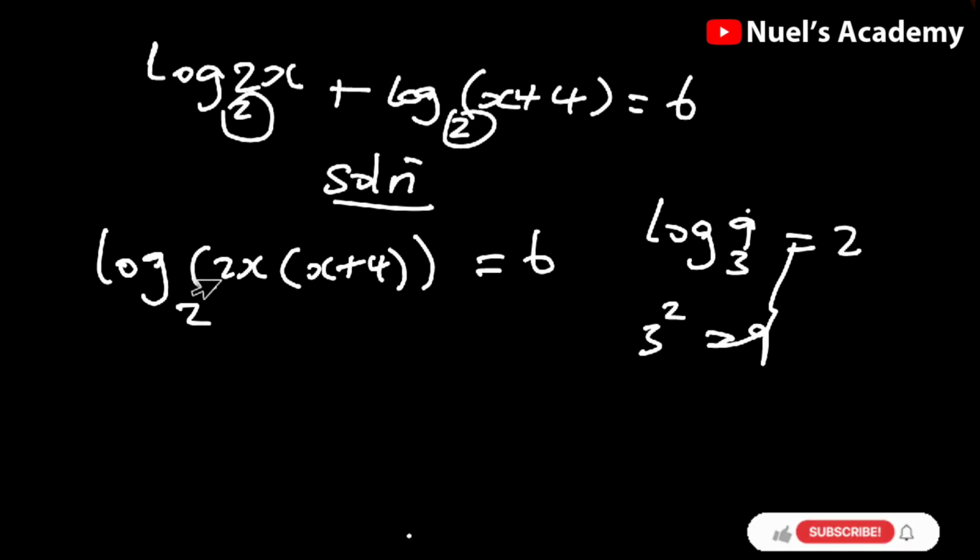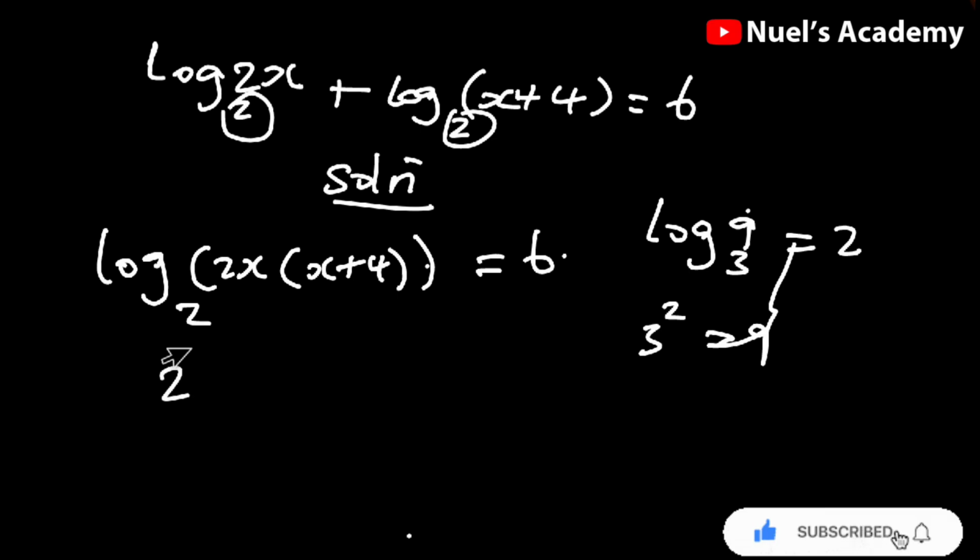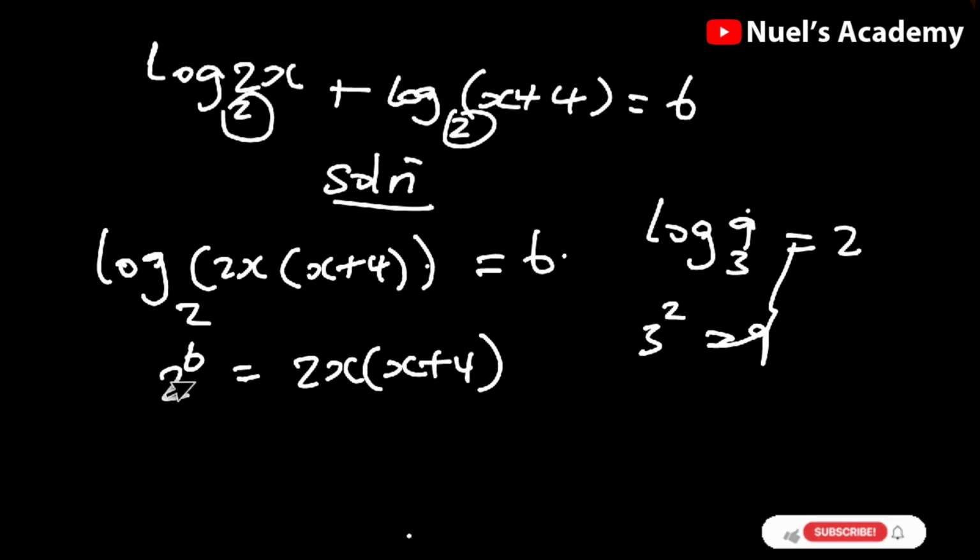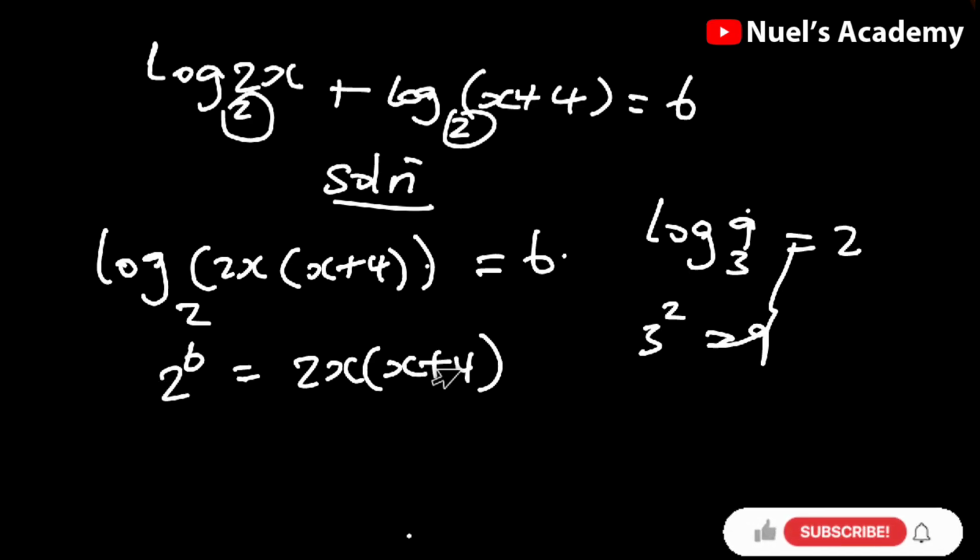How many times are we going to multiply 2 to get 2x into x plus 4? And so we are given that the answer is 6. So we are going to write 2 raised to the power 6 is equal to 2x into x plus 4. So we are going to multiply 2 six times to get this 2x into x plus 4. But we don't know the value of x. That's what we are looking for. So let's rewrite this equation. Let's move this 2x into x plus 4 to the left hand side and then 2 raised to the power 6 to the right hand side.